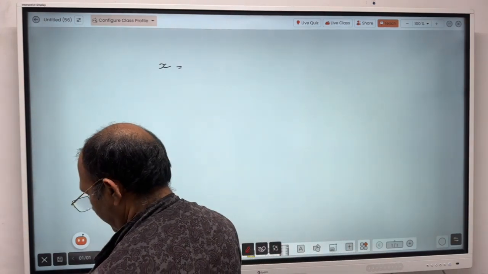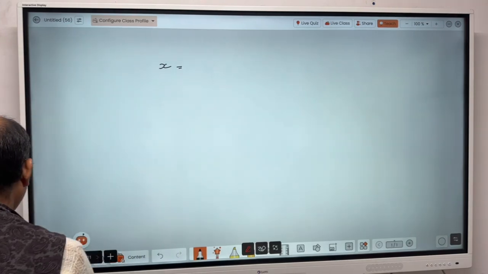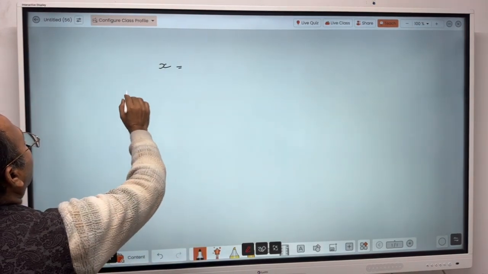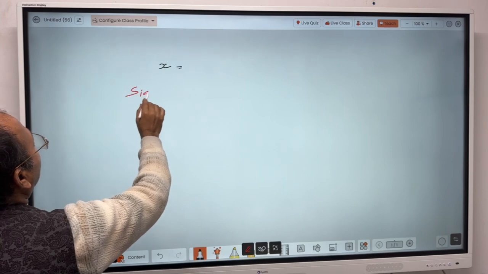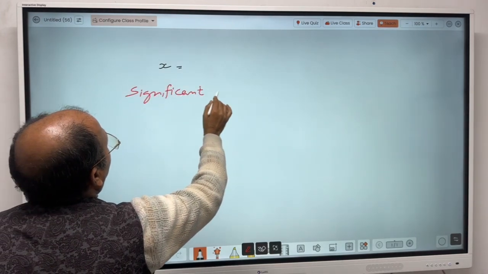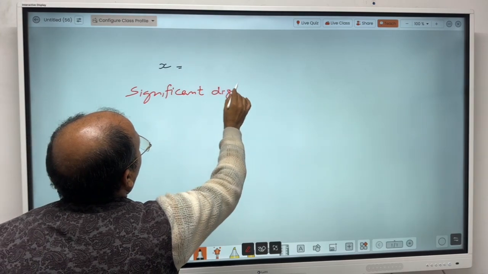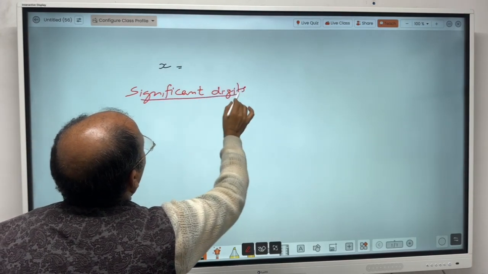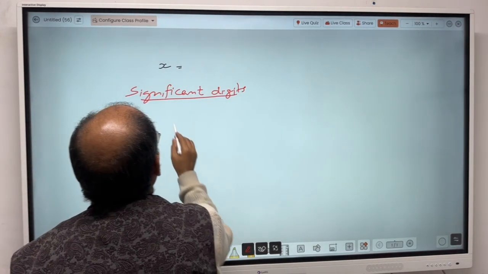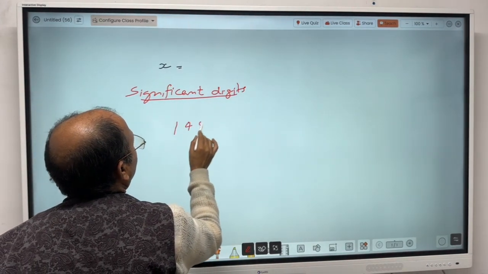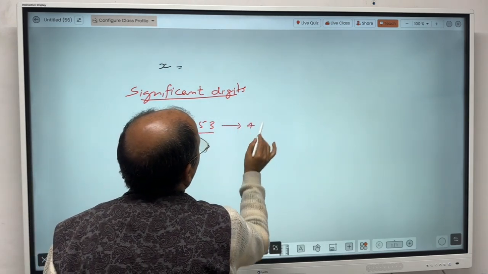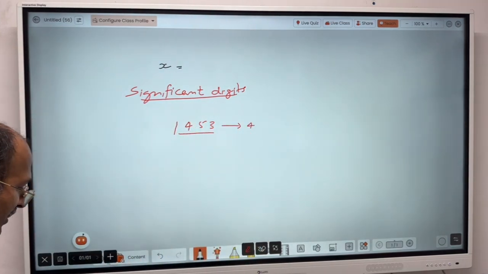Now we are going to study another concept, and that concept is significant digits. So as far as significant digits are concerned, suppose we have the number 4532 like this. Here all 4 digits are significant. So there are 4 significant digits.